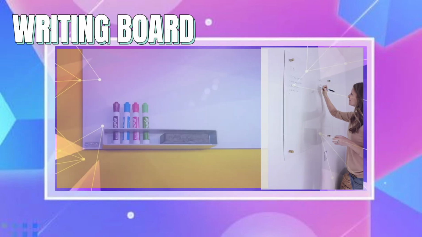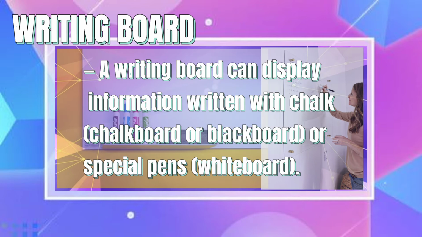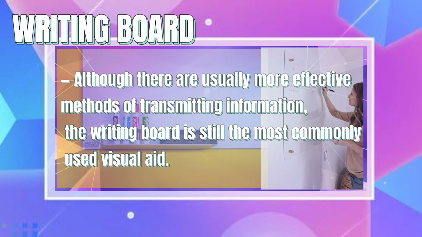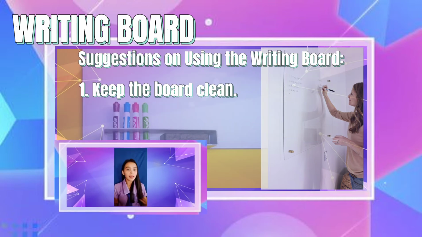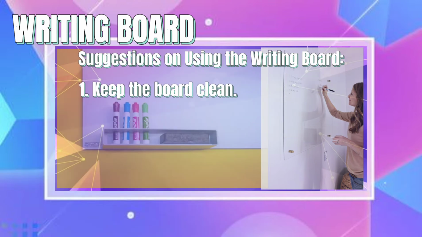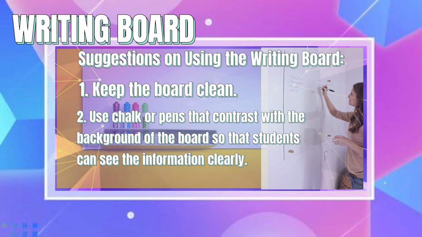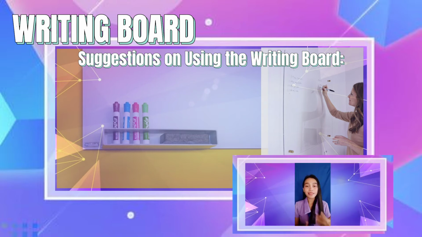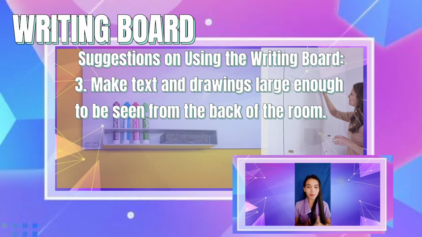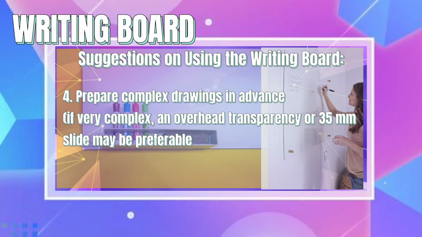Next is writing board. A writing board can display information written with chalk on a chalkboard or blackboard, or special pens for a whiteboard. Although there are usually more effective methods of transmitting information, the writing board is still the most commonly used visual aid. Keep the board clean. Use chalk or pens that contrast with the background of the board so that students can see the information clearly. Make text and drawings large enough to be seen from the back of the room. Prepare complex drawings in advance.